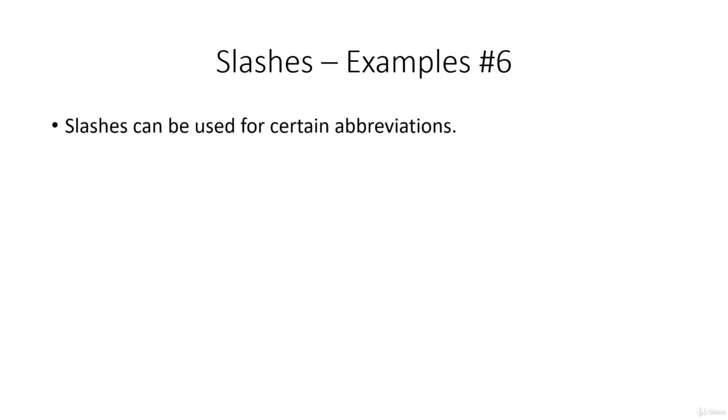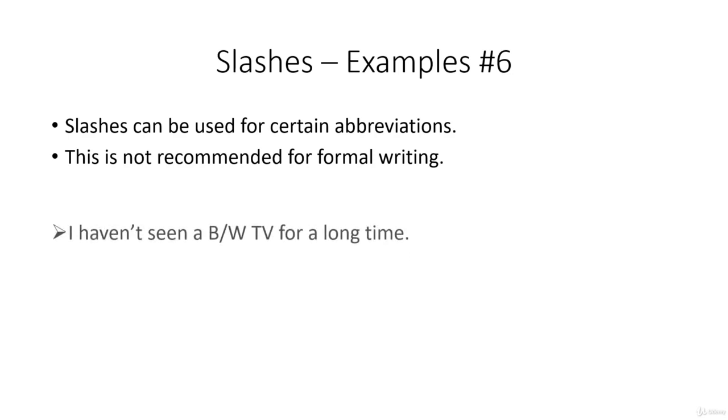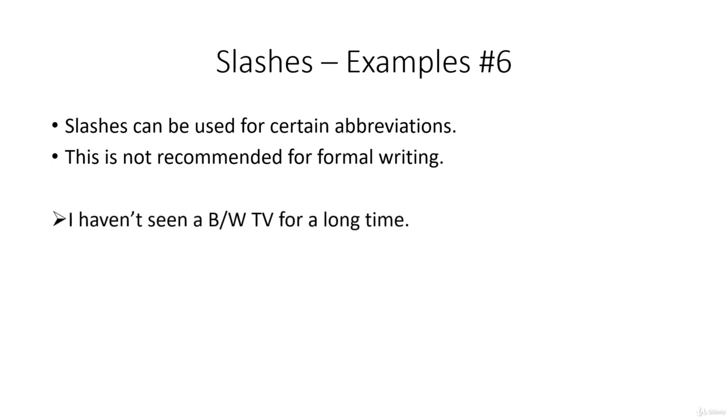We also use slashes for certain common abbreviations. We don't normally do this in formal writing, but you can certainly use it in informal writing. So you might say, I haven't seen a B/W TV for a long time. In this case, B/W is the abbreviation for black and white, as all TVs these days are colour.